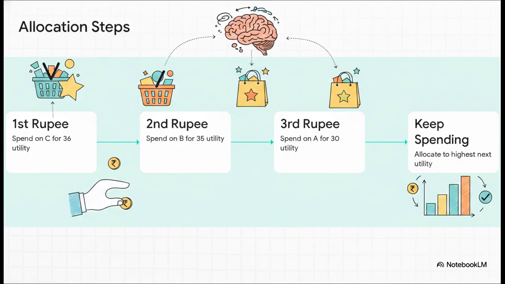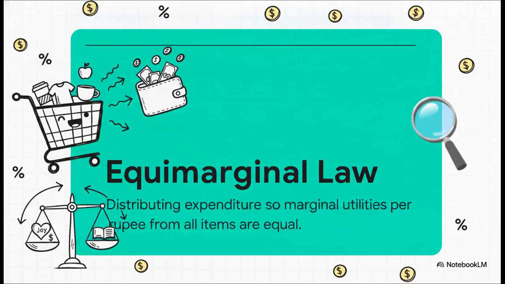Well, your brain essentially runs rapid-fire calculus. You survey all the options and spend your first rupee on the item giving you the biggest bang for your buck, say commodity C, giving 36 units of utility. Your second rupee naturally goes to the next highest option, maybe commodity B at 35. You just logically progress, constantly comparing the marginal utility of every option until your entire 7 rupee budget is perfectly depleted. And that perfectly defines the law of equal marginal utility.